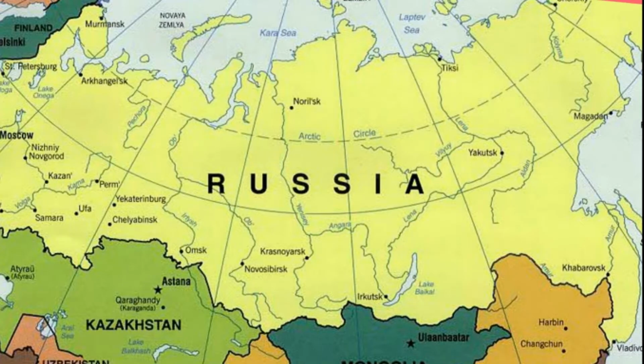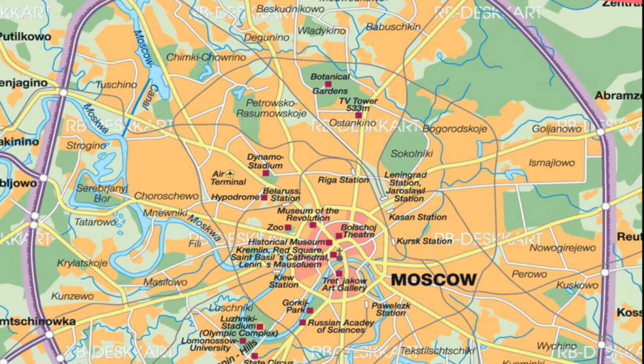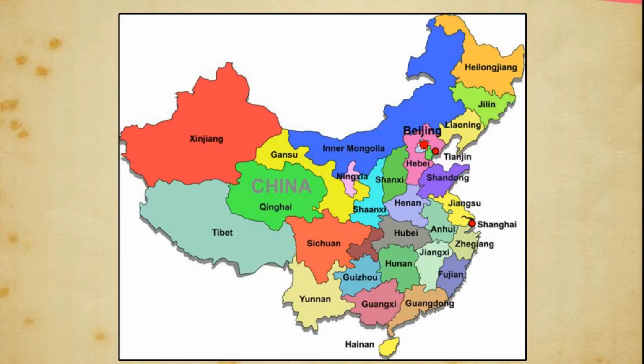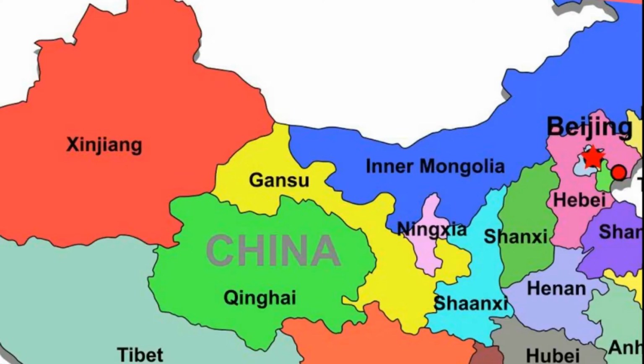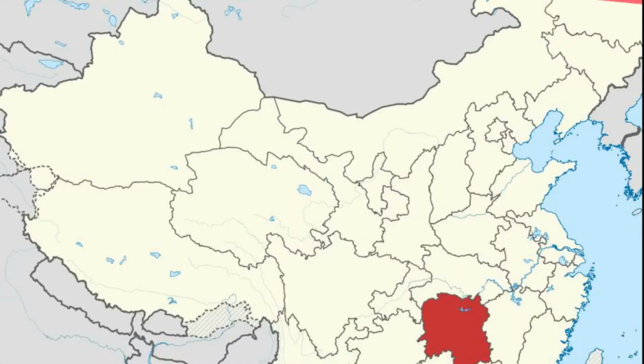Russia is another very important producer of coal. Major coal fields lie in Siberia, Urals and Moscow region. Ukraine is another very important producer of coal. China also produces a huge quantity of coal. Coal mining states in China are Shanxi, Honan, Shantung and Hunan.